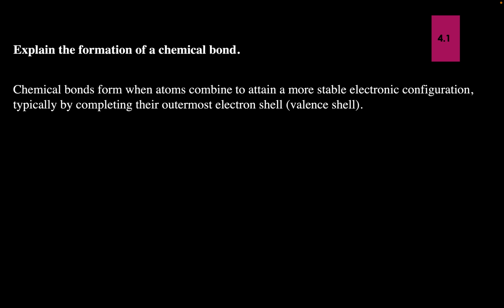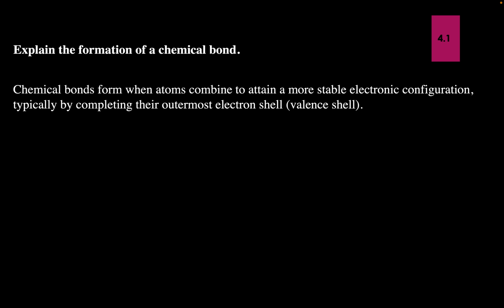So before you know how a chemical bond is formed, it's important that you know what a chemical bond is and how it is forming. So chemical bonds form when atoms combine to attain a more stable electronic configuration. Now, why are these atoms going to combine and why do they form a chemical bond? The reason is because they attain a more stable electronic configuration.